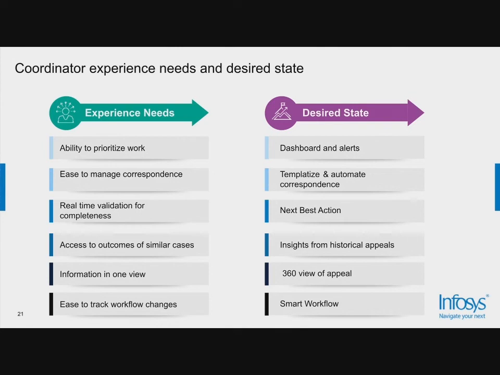So insights from historical appeals, analysis, or including medical policy coverage, all of these would help Kimberly to better assess the case that she is working on. All medical, clinical, and historical information available in one view. So primarily a 360 view of the appeal, and ease to track workflow changes. So intelligent routing, transparency to status, and information through the review process. This is what she would be looking for in a transformed scenario.